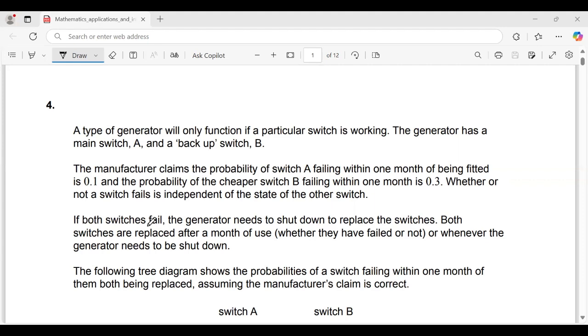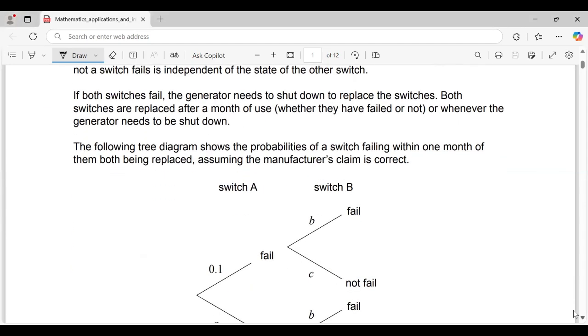Whether or not a switch fails is independent of the state of the other switch. If both switches fail, the generator needs to shut down to replace the switches. Both switches are replaced after a month of use, whether they have failed or not, or whenever the generator needs to be shut down. The following three diagrams show the probabilities of a switch failing within 1 month of them both being replaced, assuming the manufacturer's claim is correct.